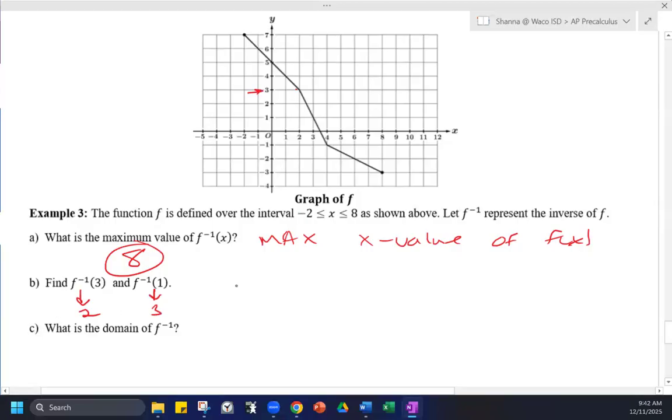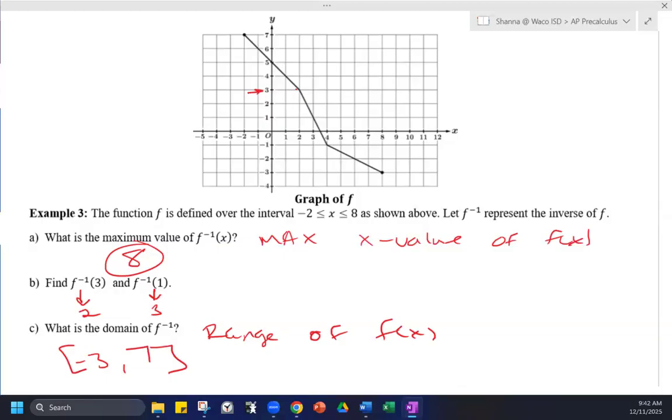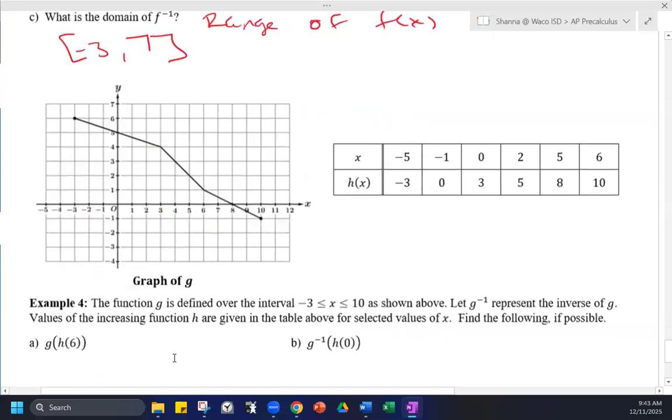It would be the range of my original function. So what is my domain of my inverse? -3 to 7. Are we getting it? All right, because we're going to combine tables and graphs. You see it on your paper, so don't act shocked and surprised. You saw it coming. It was right there.